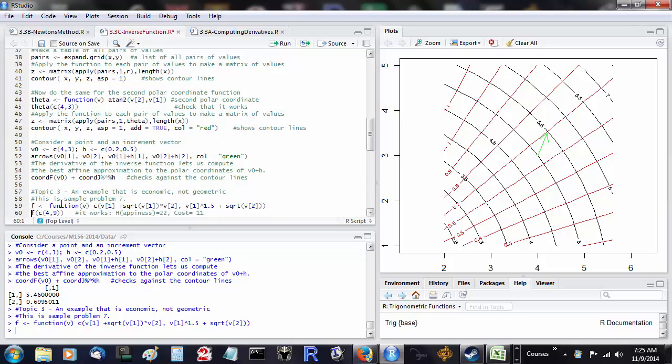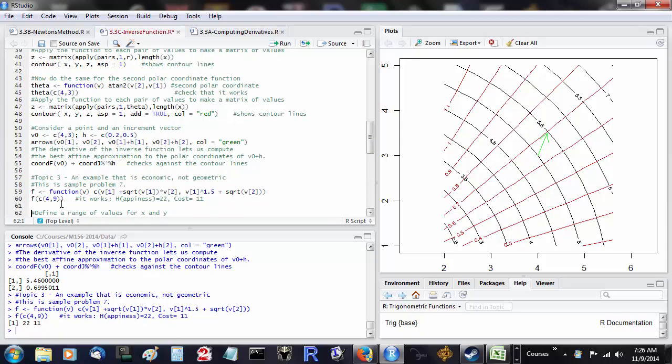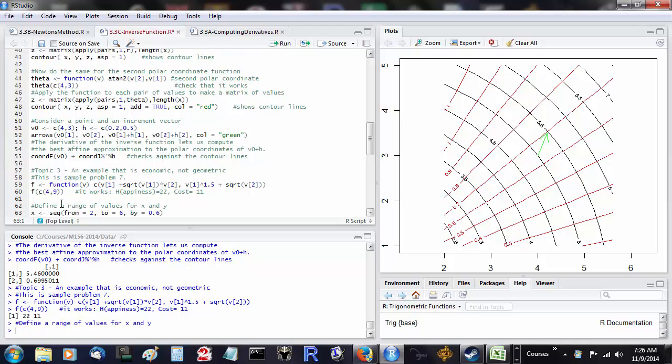If I set x equal to 4 and y equal to 9, then this function says the happiness I get is 22, the cost is 11. How exactly one quantifies happiness, I don't know, but that's economics. I'm not going to worry about it. Okay, let's try doing the same sort of plotting.